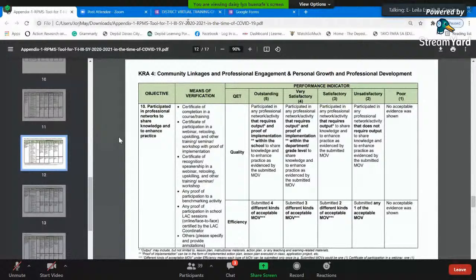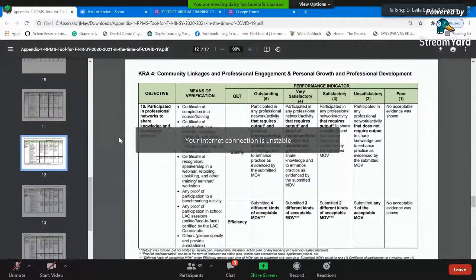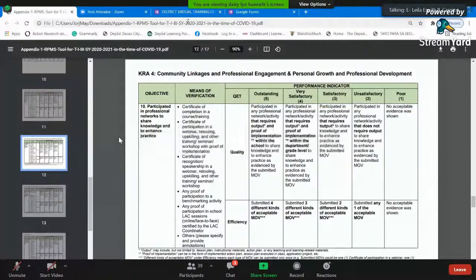Participated in a professional network to share knowledge and to enhance practice. The annotation for objective number 10 should appeal to your MOV, otherwise your reader will not be convinced. This is still about the quality of efficiency.